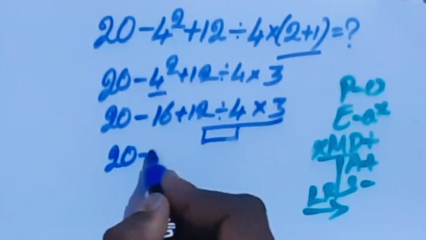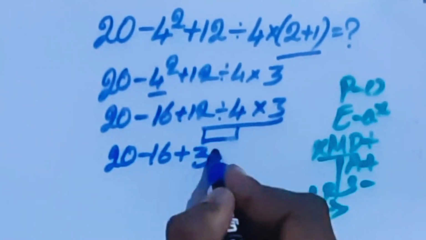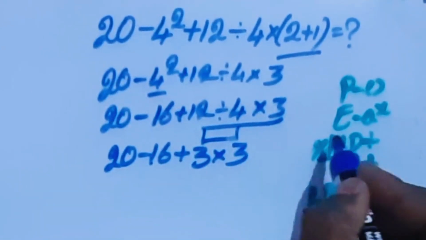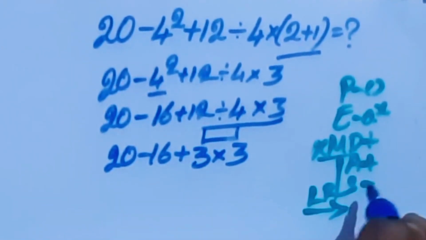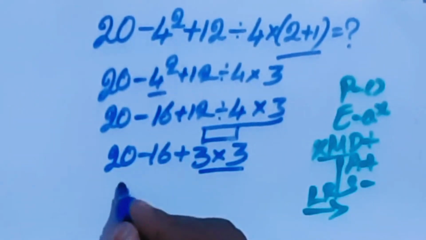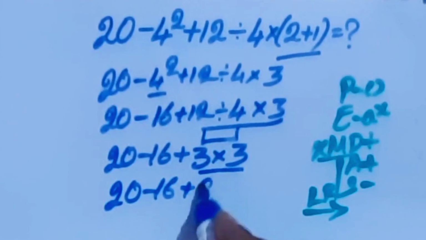So 20 minus 16 plus this 12 divided by 4 is 3, times this 3. Here we have subtraction, addition and multiplication. Multiplication is higher priority than this addition and subtraction. So we have to do this multiplication before this addition and subtraction. So 20 minus 16 plus 3 times 3 is 9.